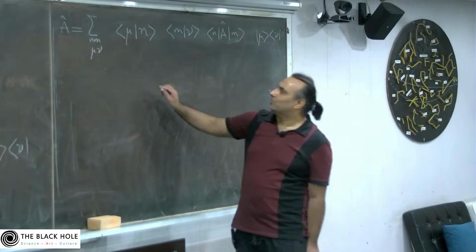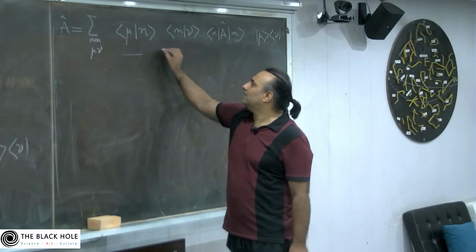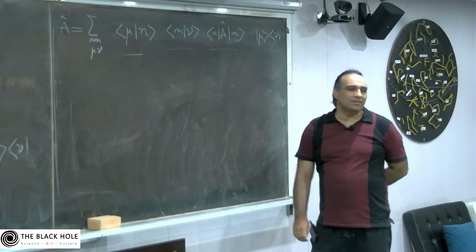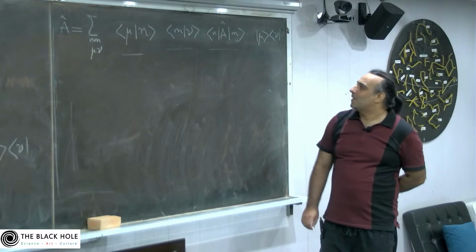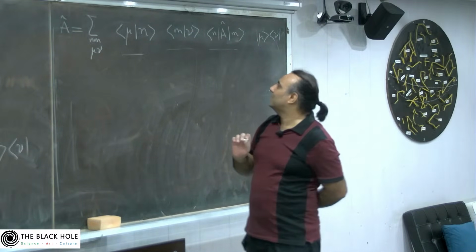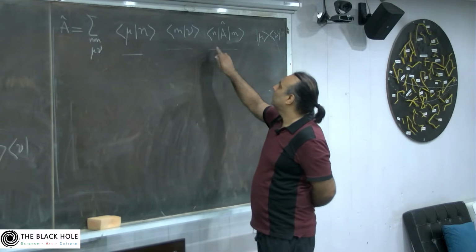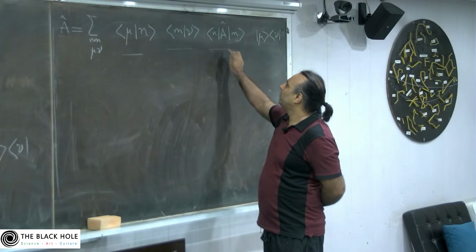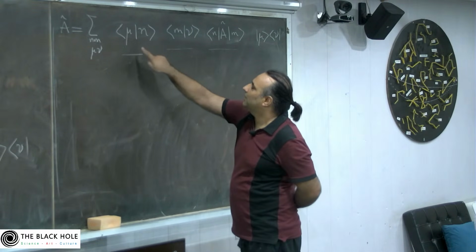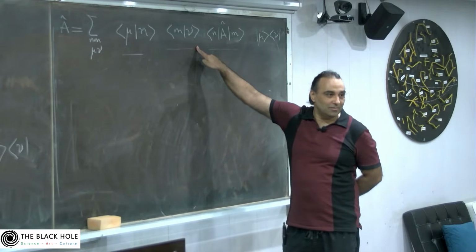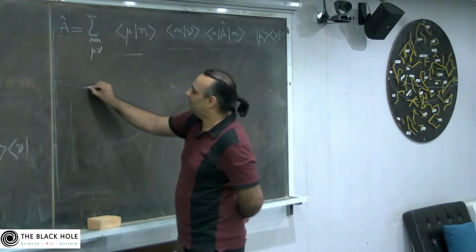So now what can you do about this? So this is a number, this is a number, this is a number, this is an operator. But you see a certain pattern here. So nu n, m mu, n m. If we write this in the middle, then it would become nu n, n m, m nu. So let's do that.